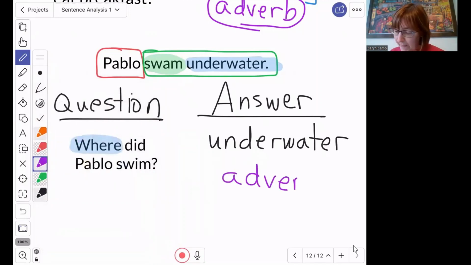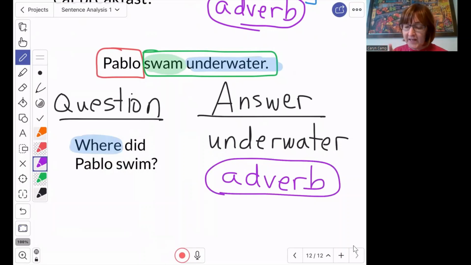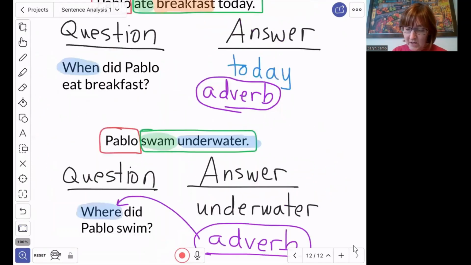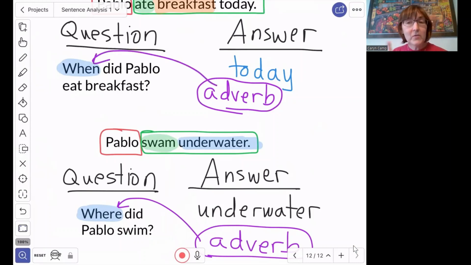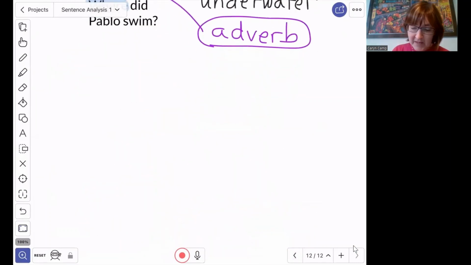So an adverb is one word all by itself that can answer the question where the action happened, or when the action happened, or one more, here's the last one. An adverb can do these three things. It gives us more information about the verb, especially an action verb. It can tell us more about where that action is happening, when it's happening, or how it's happening.